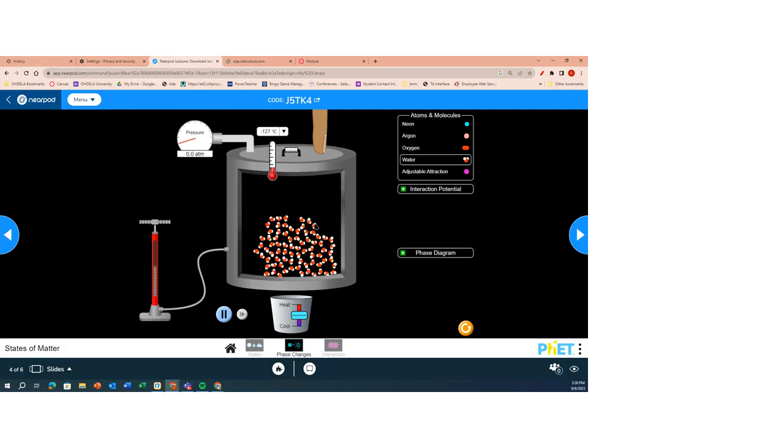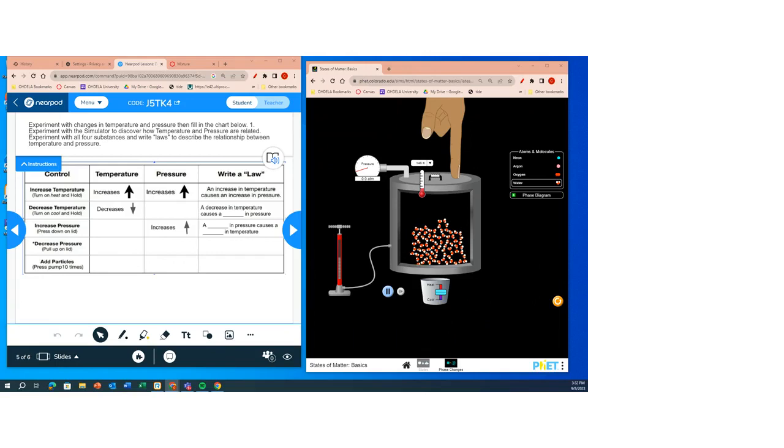I'm going to give this a split screen here so that I can show you both these things and also the assignment that goes with it. Let me pause this a second. All right, so I'm back on. I have the pressure on this one side, and I'm using water molecules. I've given you some examples on here. It says experiment with the changes in temperature and pressure, then fill in the chart below. Experiment with the simulator to discover how temperature and pressure are related. Experiment with all four substances and write the laws.